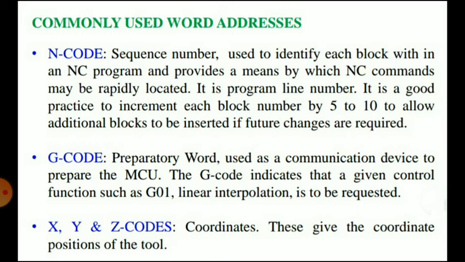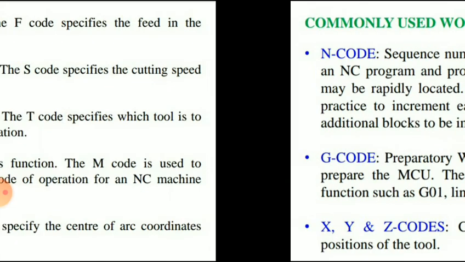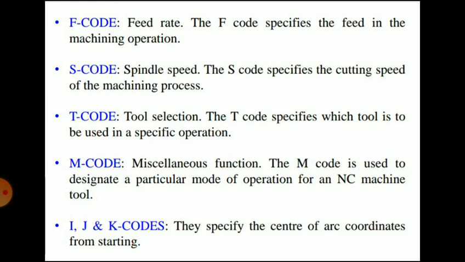Then next words are X, Y, Z codes, that is coordinates. These give the coordinate positions of the tool. Then F code. F means feed rate. The F code specifies the feed in the machining operation. Then S code means spindle speed. The S code specifies the cutting speed of the machining process.